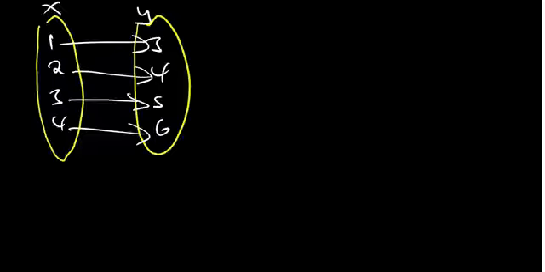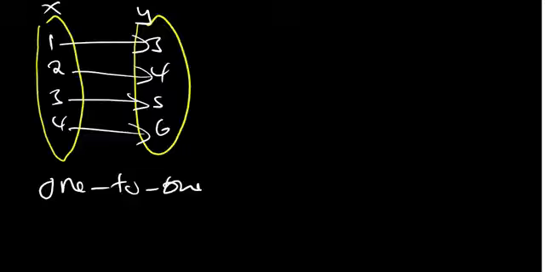Now what you need to understand here is very simple and straightforward. So this is going to be a function because each input value has got an output value. At the same time, each output value is only mapping to one value of y. Then we can say that this is one-to-one. This is a one-to-one function because only one element of x is going to one element of y. 1 is going to 3, 2 is going to 4, 3 is going to 5, 4 is going to 6. So this is a one-to-one function.